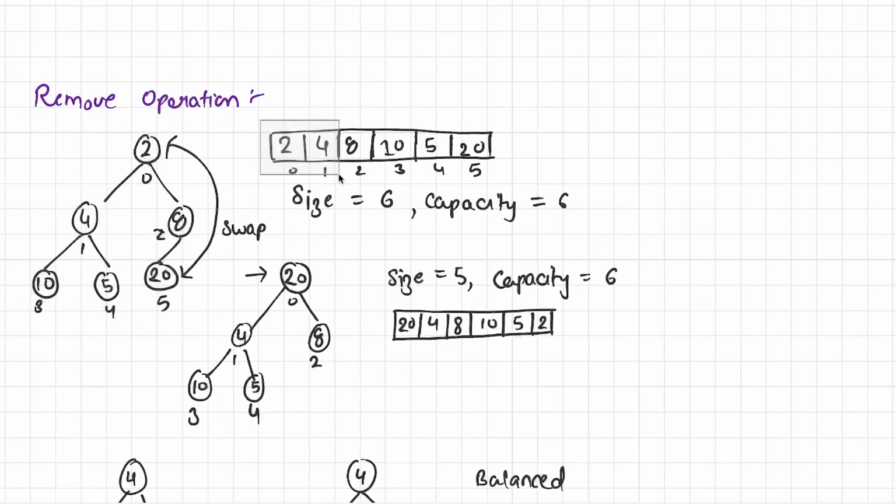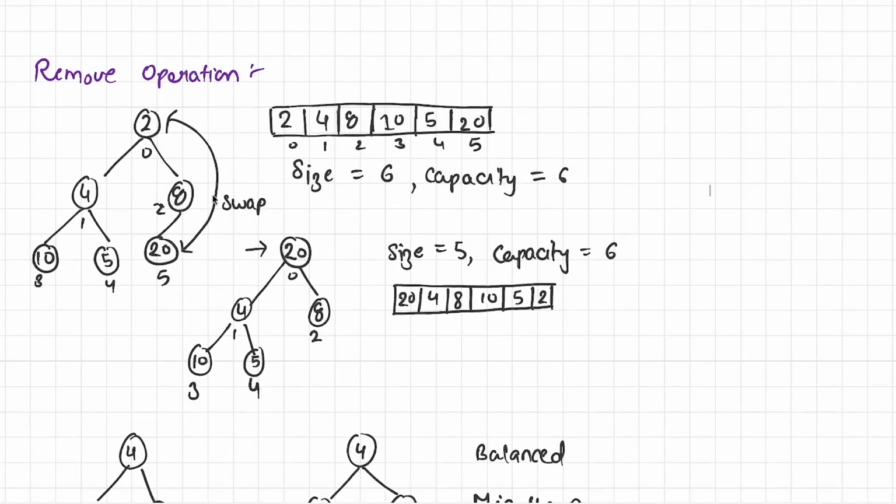And this is the array representation of this minimum heap. The size of this array is 6 and the capacity of this array is also 6. Now, what happens if you are thinking that we can simply remove this element from here? Then you are wrong, my friend.